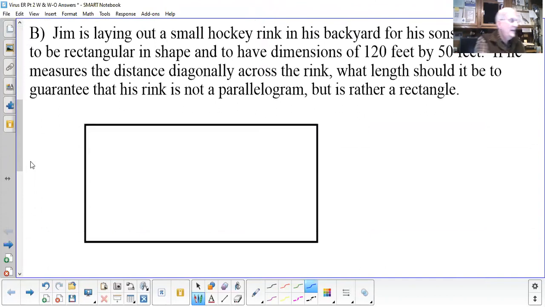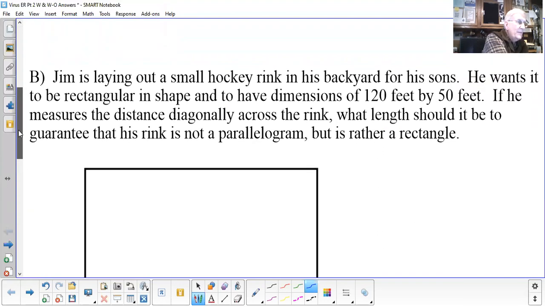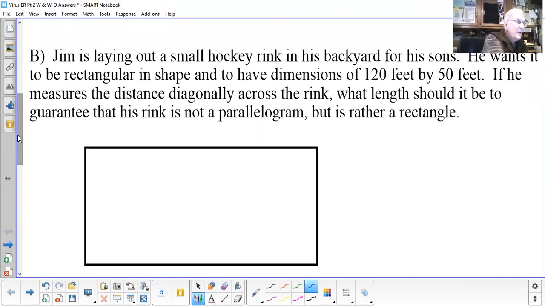Question B. Jim is laying out a hockey rink in his backyard for his sons to play hockey in a rectangular shape to have dimensions of 120 by 50 feet. If he measures the distance diagonally across the rink, what length should it be to guarantee that this rink is not a parallelogram, but is rather a rectangle?